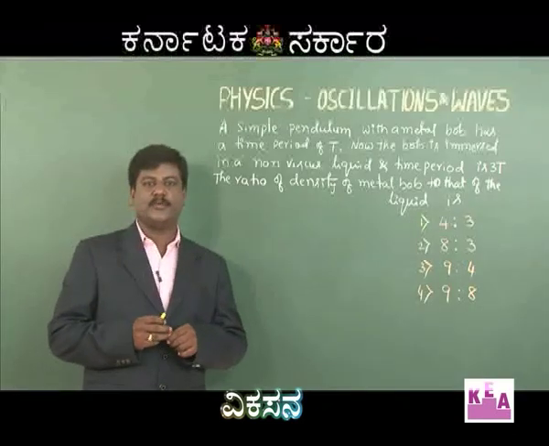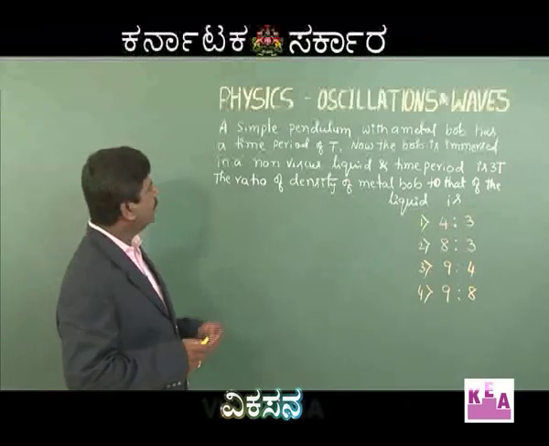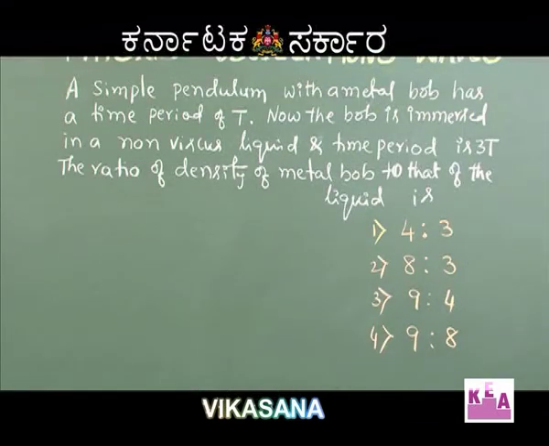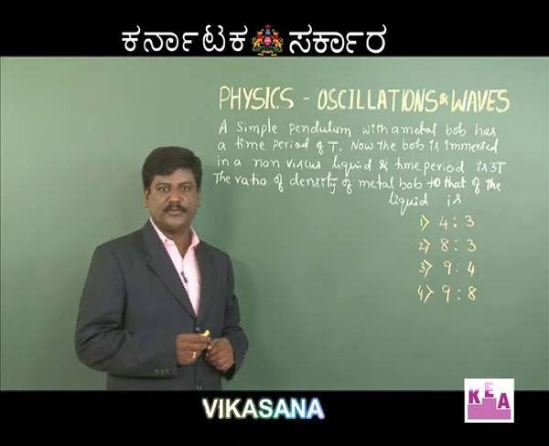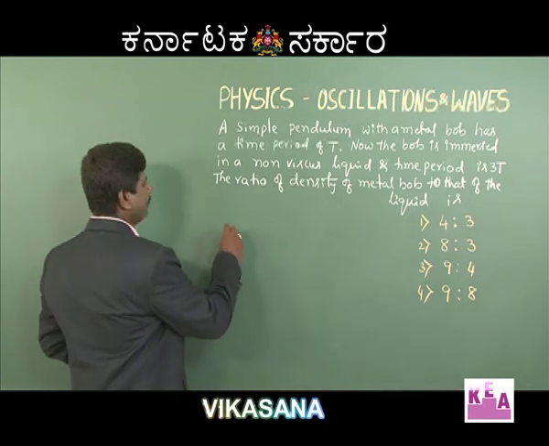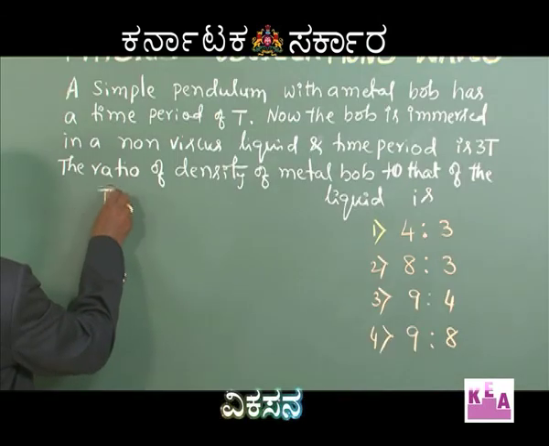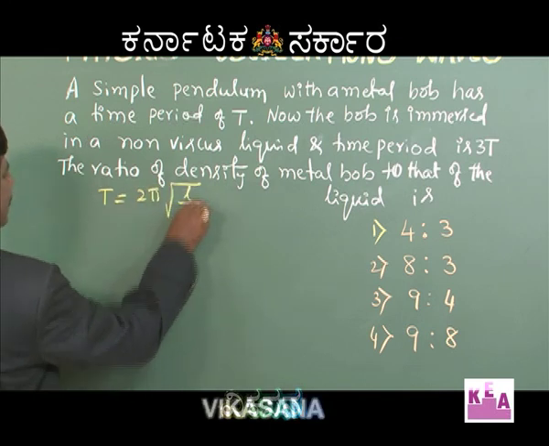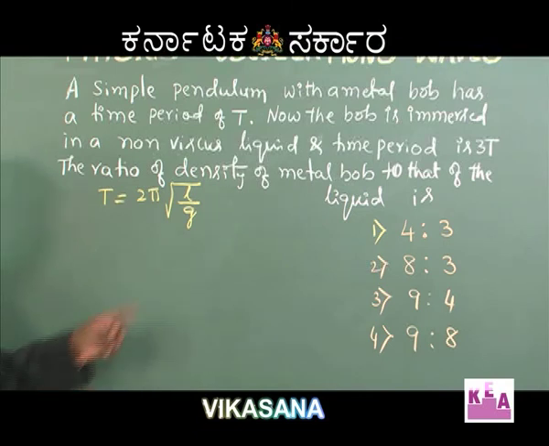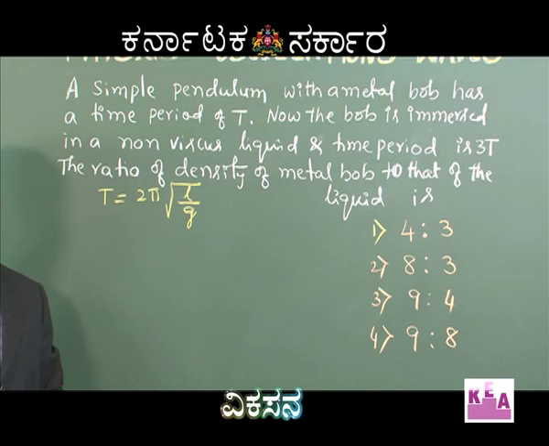Dear students, this problem is based on the simple pendulum. So, let's first see what is given in the statement. A simple pendulum with a metal bob produces time period equal to capital T. We know the expression for the time period of SHM, that is capital T is equal to 2 pi root of L divided by G. What is L? Length of the pendulum. G is the acceleration due to gravity at a point.